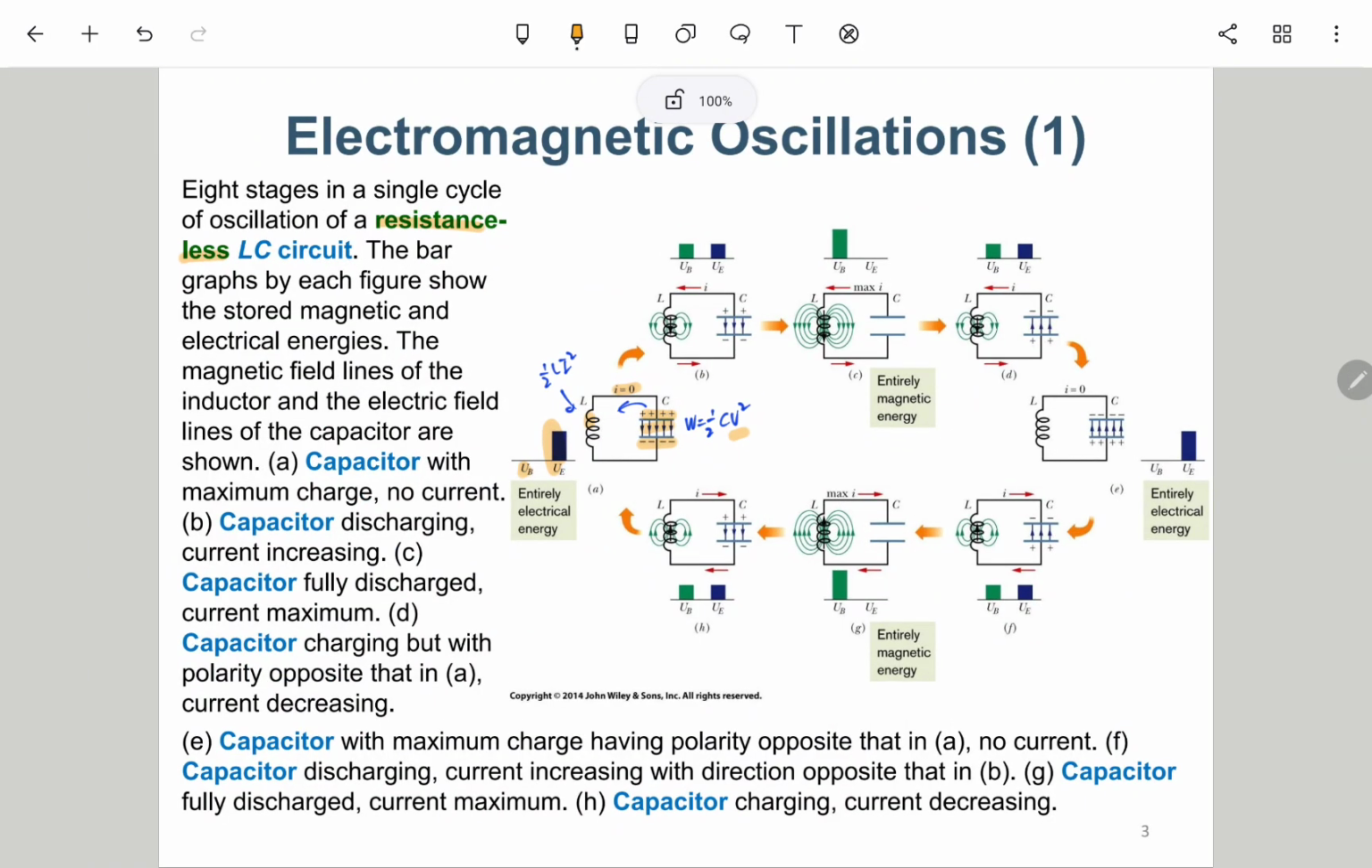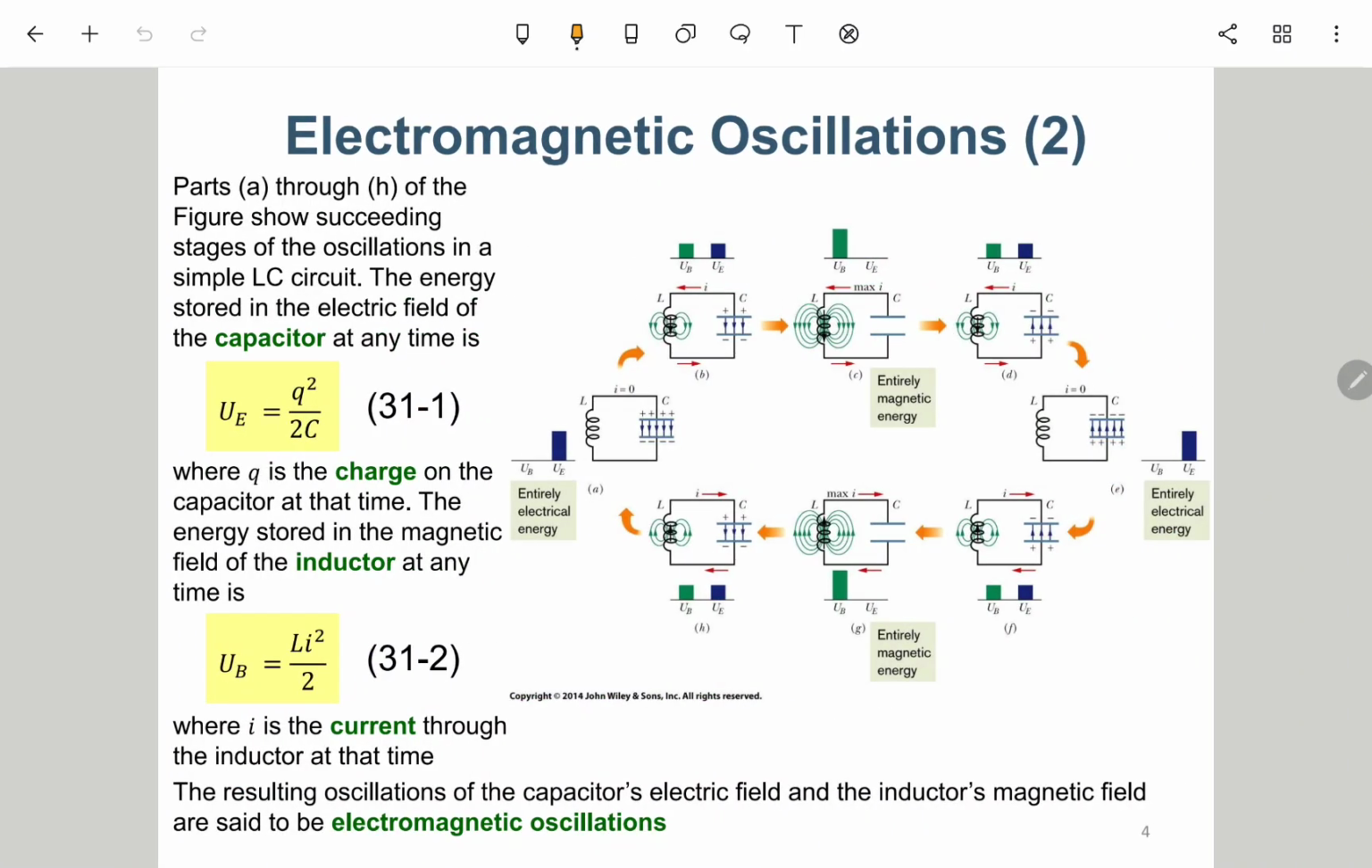It will oscillate forever, as long as there is no energy loss. Okay, so here it says UE will be Q squared over 2C, or half of C squared, depending on what variable you want to use. And then UB will be half of Li squared. So this is what we have learned in chapter 25 and chapter 30.